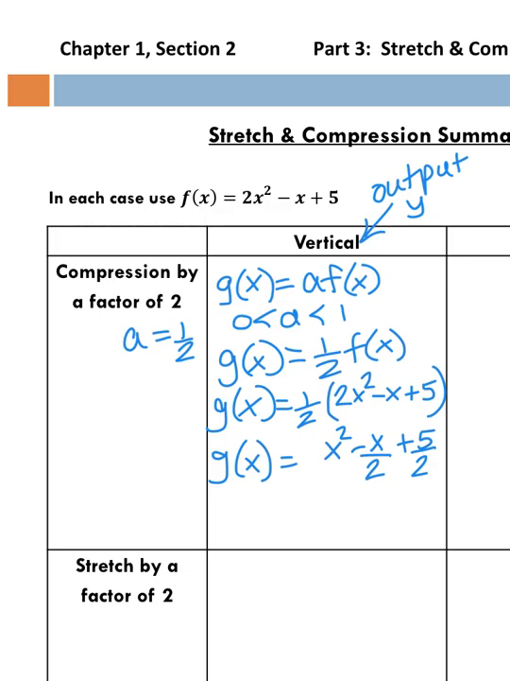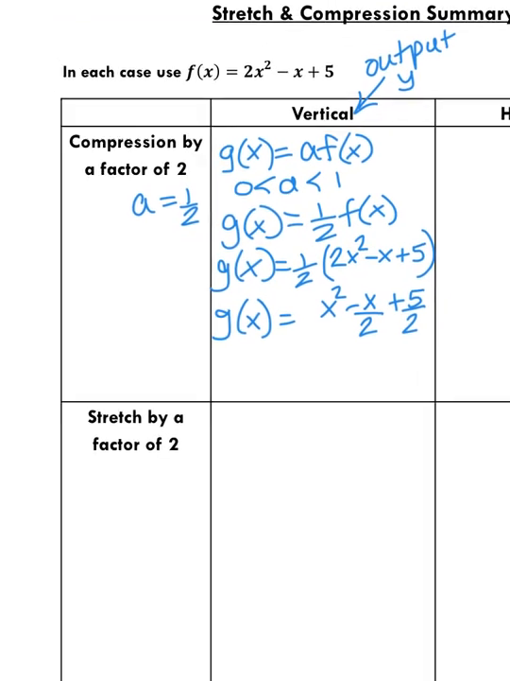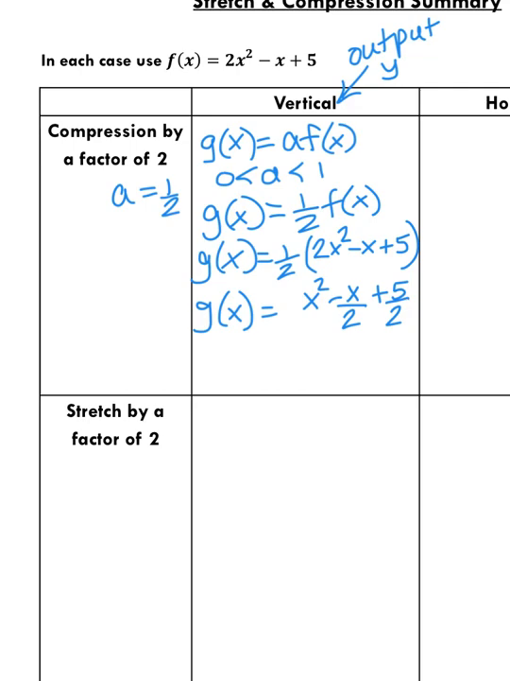Okay, let's stay on the vertical track here. So let us stretch this time vertically. Instead of compressing vertically, we're going to stretch vertically. So again, vertical means output. And let's stay with g of x. So g of x is going to equal some kind of scale factor times our original function, f of x.